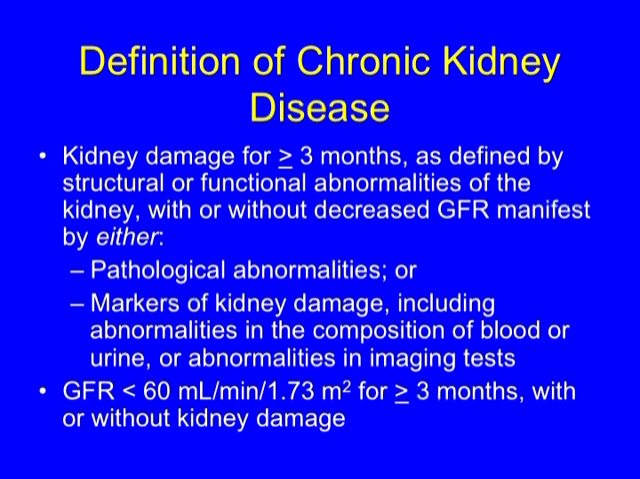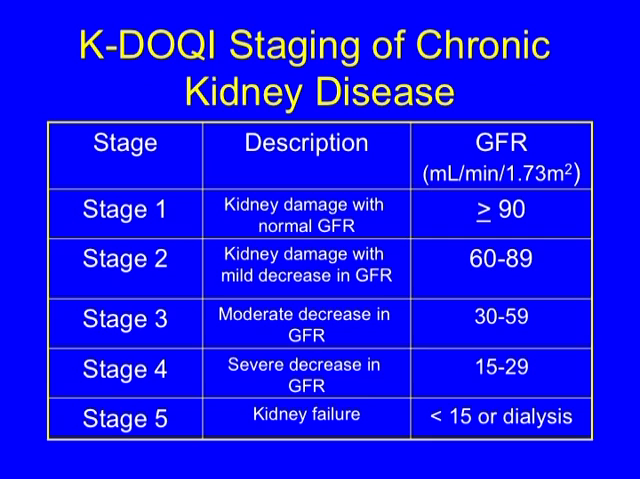It's also defined by the GFR, a GFR that's less than 60 mLs per minute per 1.73 meters squared for greater than 3 months with or without long-term kidney damage. We can divide kidney disease into stages based upon the glomerular filtration rate. So stage 1 is defined as kidney damage with a normal glomerular filtration rate greater than or equal to 90. Stage 2, a mild decrease in the GFR, 60 to 89.